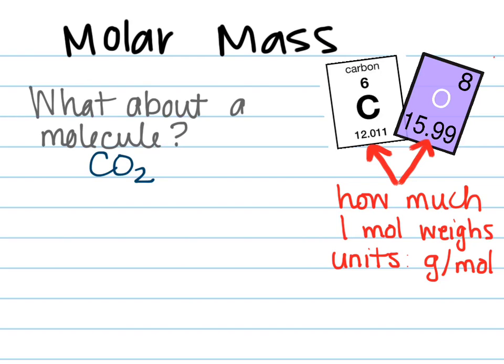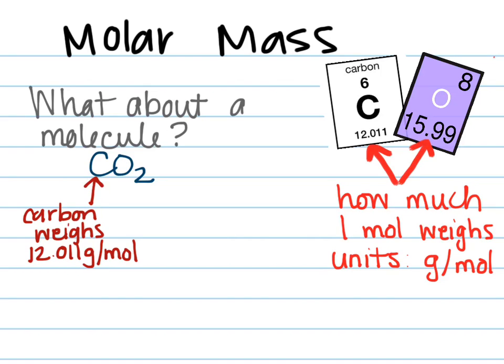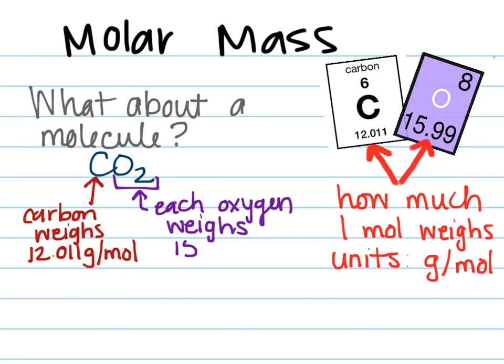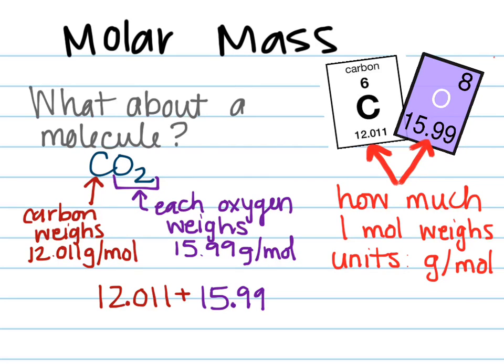Let's take a look at carbon dioxide. You've got a carbon, which weighs 12.011 grams per mole, and you've got an oxygen. Each oxygen weighs 15.99 grams per mole. So what you do is you just take how much they each weigh on their own and add it together. So carbon, 12.011 grams per mole, plus oxygen, 15.99 grams per mole, but there's 2 oxygens.